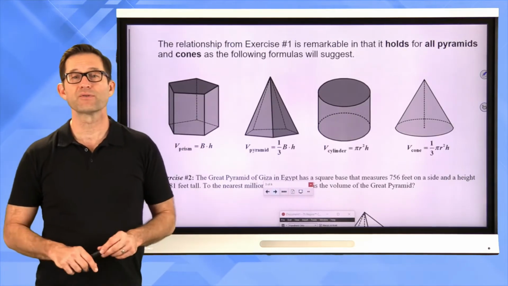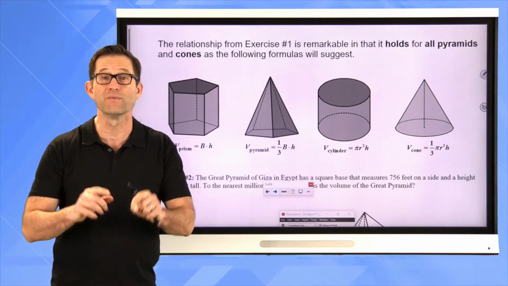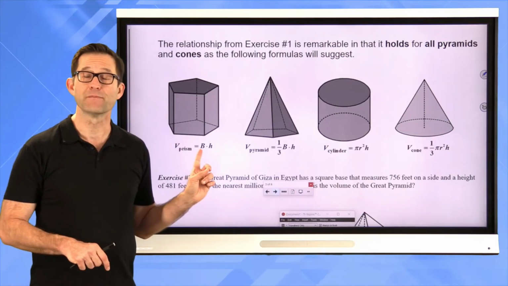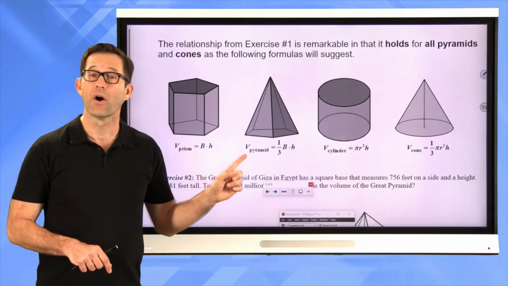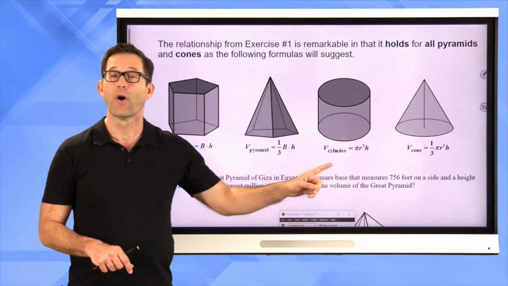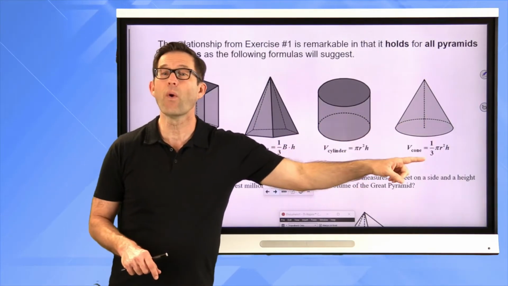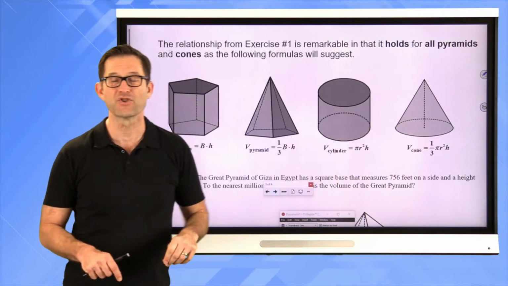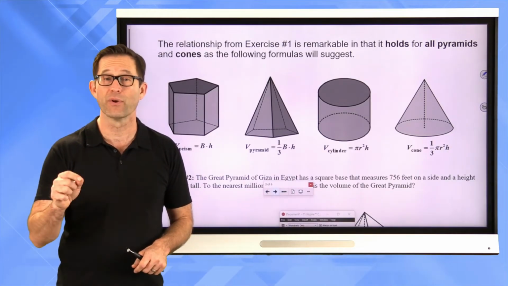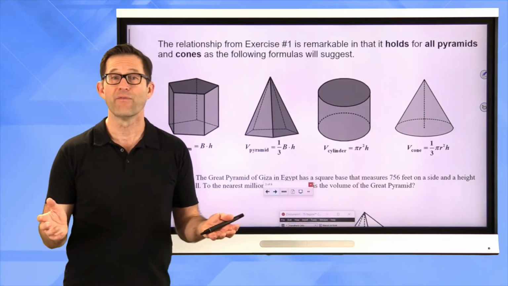The relationship from exercise number 1 is remarkable in that it holds for all pyramids and cones, as the following formulas will suggest. So the volume of a prism is its base area times its height. The volume of a pyramid is 1/3 its base area times its height. The volume of a cylinder is pi r squared times h, and the volume of a cone is 1/3 times pi r squared h. So really, we've got exactly the same formulas that we worked with in terms of prisms, right? We find the area of the base, we find the height, and we find their product.